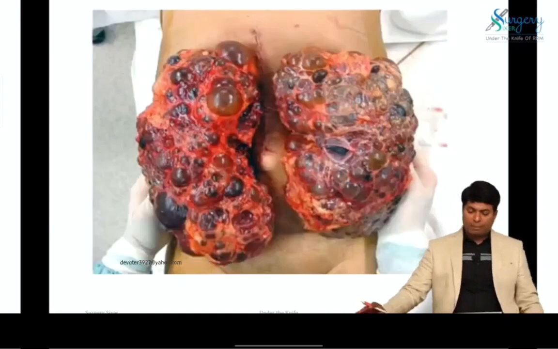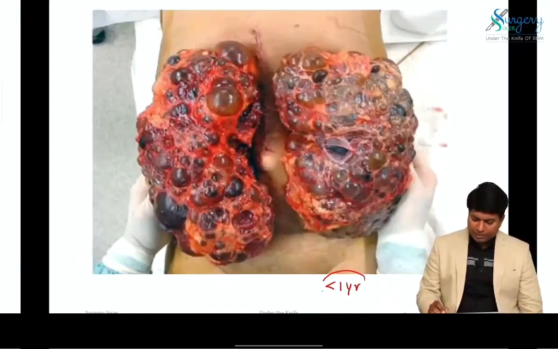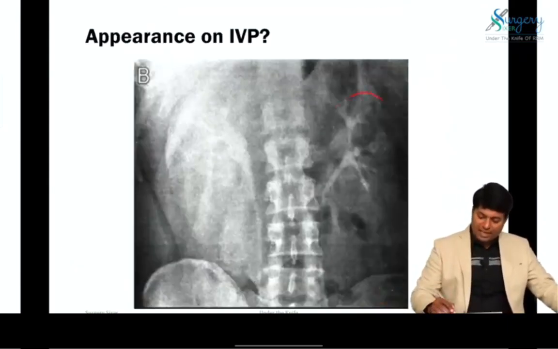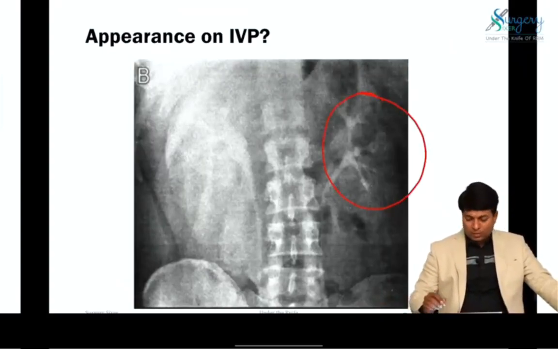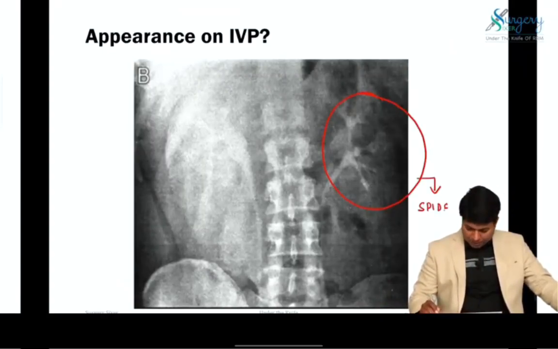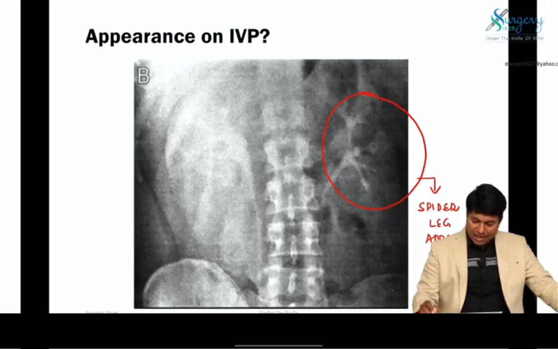This is a typical infantile polycystic kidney disease. The babies will die within 1 year. This is an adult polycystic kidney disease. On IVP, you are seeing one classical MCQ appearance. What is this appearance? It has been asked 1000 times: spider leg appearance. Please don't forget, spider leg appearance is seen on IVP of polycystic kidney disease.